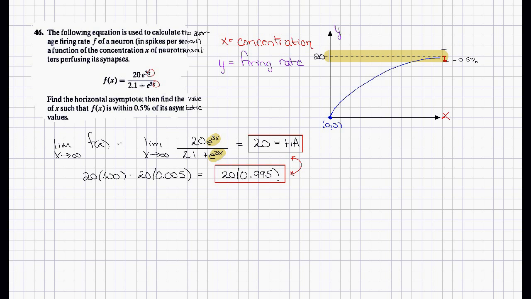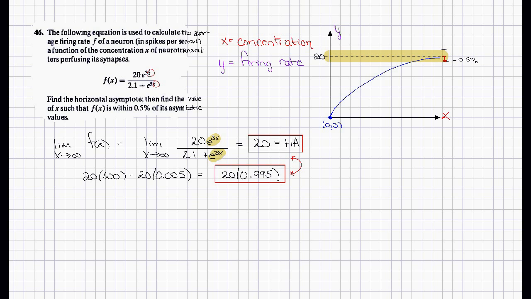So I'm interested in figuring out when the x values are going to be, you could say, greater than or equal to this point here, and that's it.